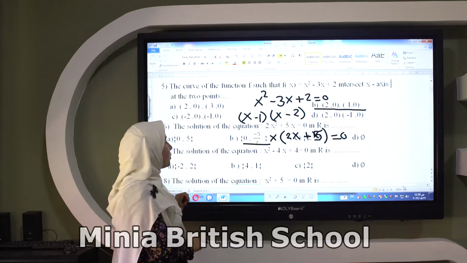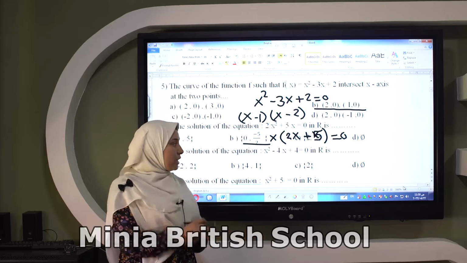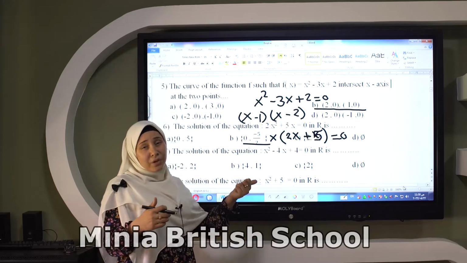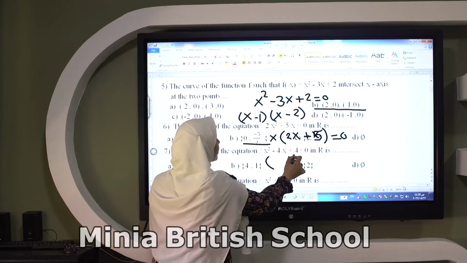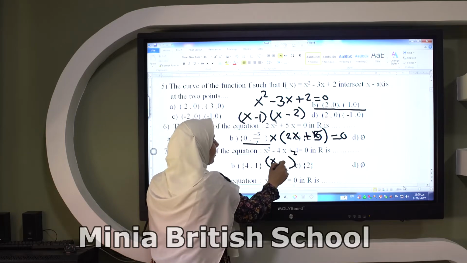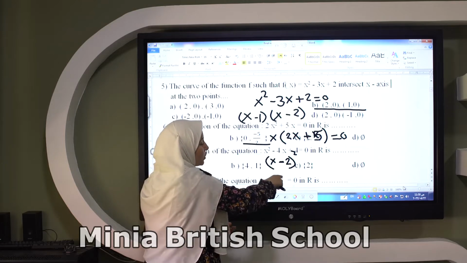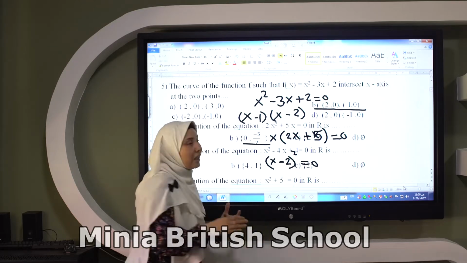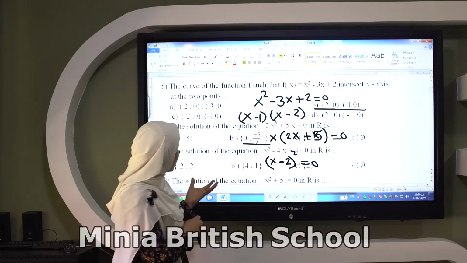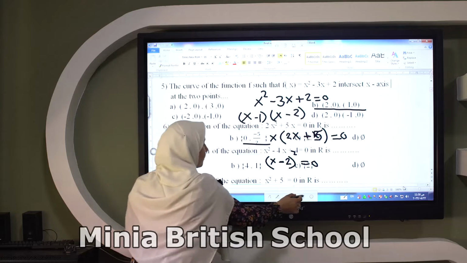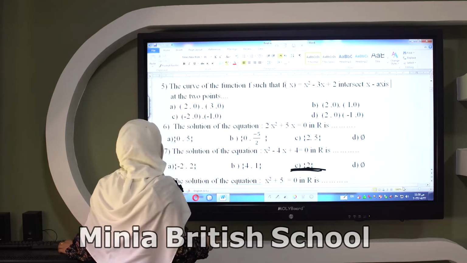Number 7, the solution of the equation x power 2 minus 4x plus 4 equals 0 in R equals what? This expression is a perfect square trinomial, so you can factorize it into one bracket raised to power 2, x minus 2, take the same sign in the middle. Okay, so x minus 2 raised to power 2 equal 0, then x minus 2 equals 0, then x equal 2. So the solution set is letter C, the set of element 2. Next question.